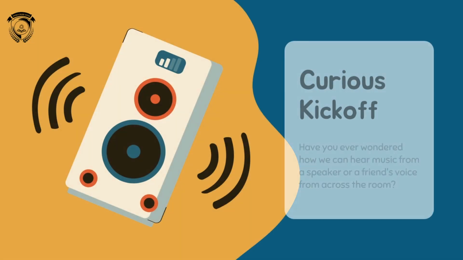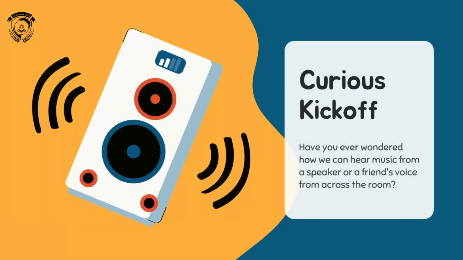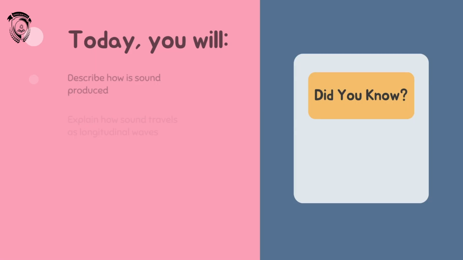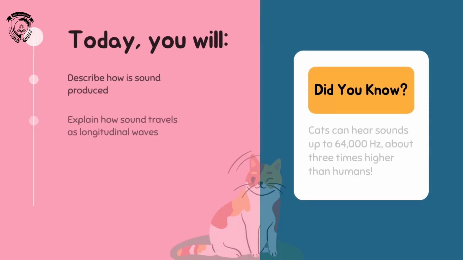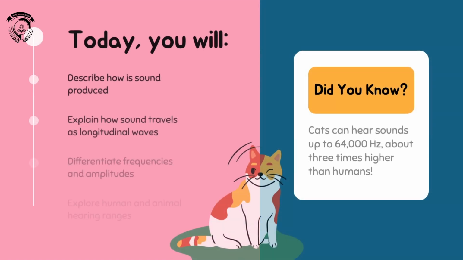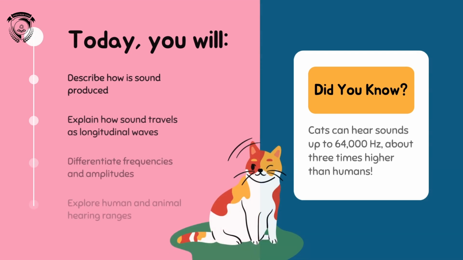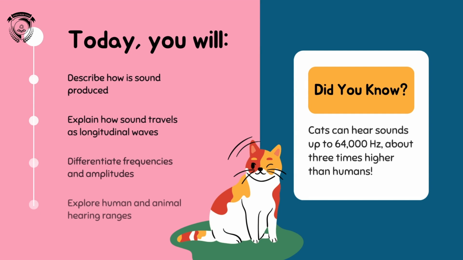Have you ever wondered how we can hear music from a speaker, or a friend from across a room? In today's lesson, we'll study how sound waves are produced, how sound waves travel as longitudinal waves, and differentiate between frequency and amplitude, and then we'll explore how animal and human hearing ranges differ.